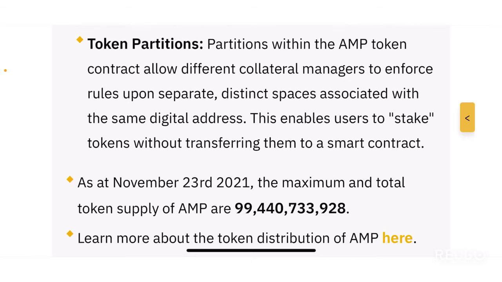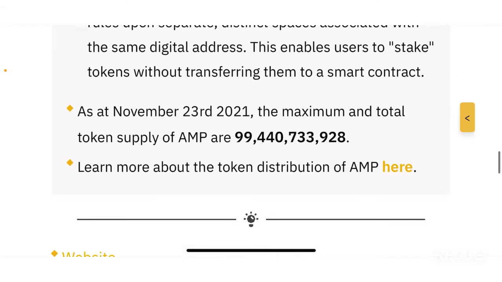So this is what it allows collateral managers to do, and it enables users like you and I to stake tokens without transferring them to a smart contract. So you can stake tokens without having to transfer to a specific smart contract that allows for staking. Obviously, staking does have a small portion of smart contract interaction with it, but it's not like in other protocols, and it's completely different here, right? So these are the main three components of the AMP network itself.